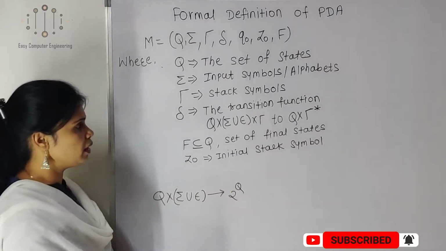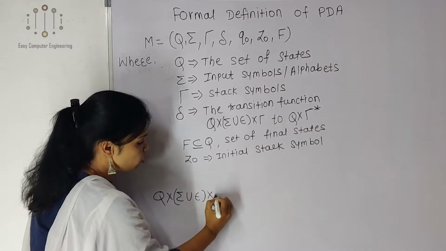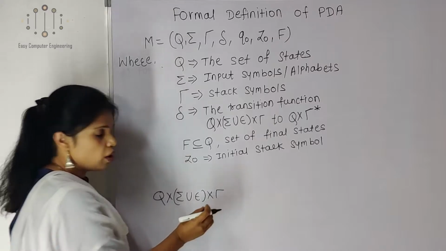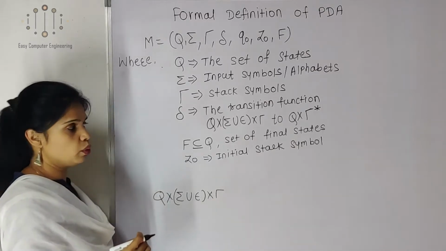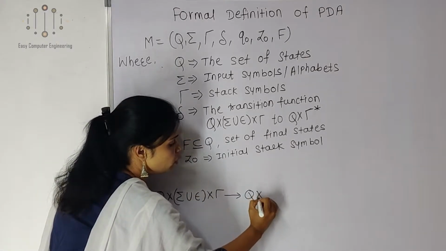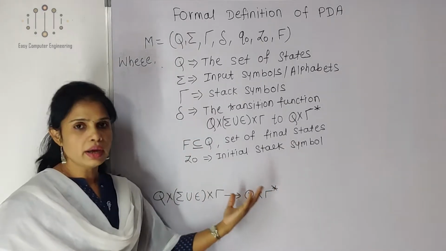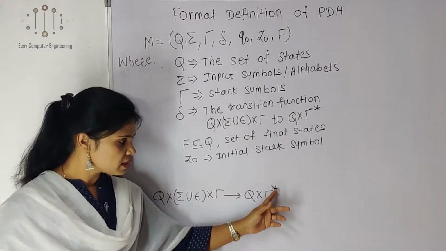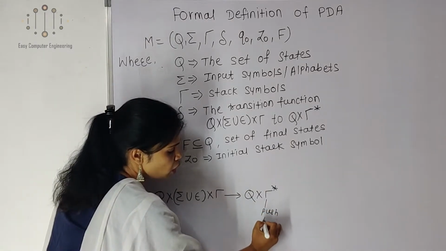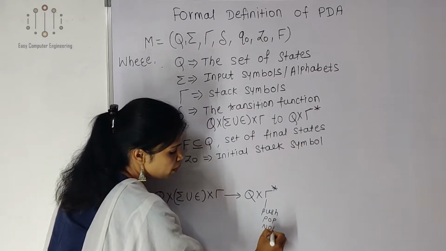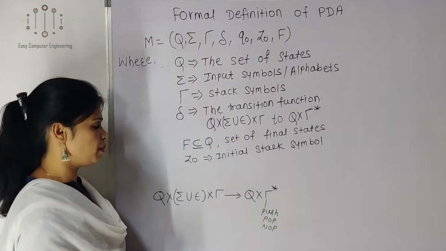So this is nothing but the tau symbol. It means along with this input alphabet, we are going to check what is present in the stack. So that is nothing but tau. And what is it giving? Q into tau star. It means from one state we are reaching another state, along with which, the star means we are going to perform either a push operation, a pop operation, or no operation. So these are the 3 operations. That is what the star represents.